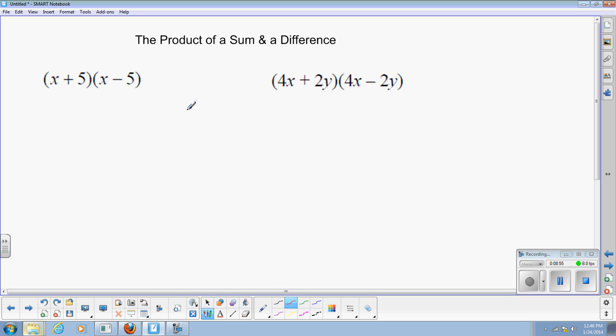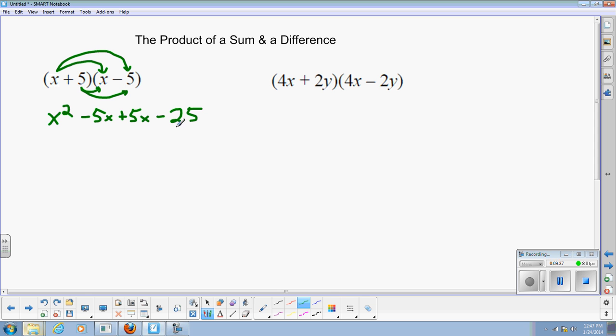All right. Now we have the product of a sum and a difference. And this is an interesting situation: inside the binomials, you have the exact same numbers and variables. The difference being one has a plus, the other one has a minus. Watch as I multiply this out, and I'll show you how this pattern works. So I'm going to distribute x times x, x squared. x times minus 5, minus 5x. 5 times an x, plus 5x. 5 times minus 5 is a negative 25.